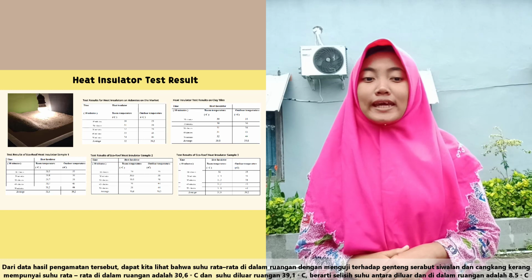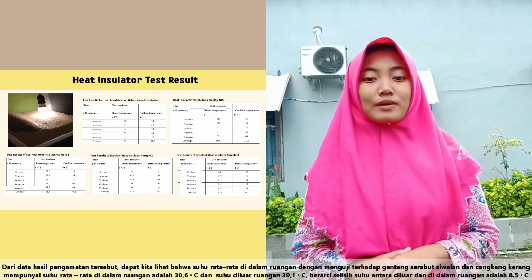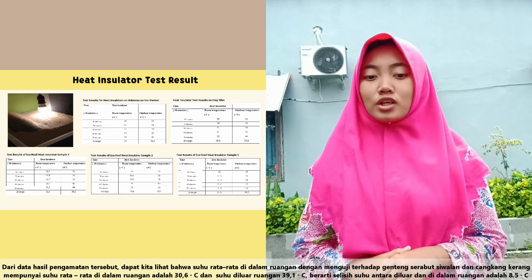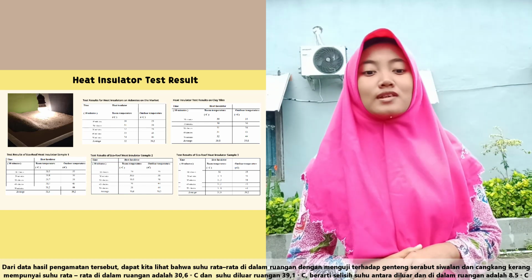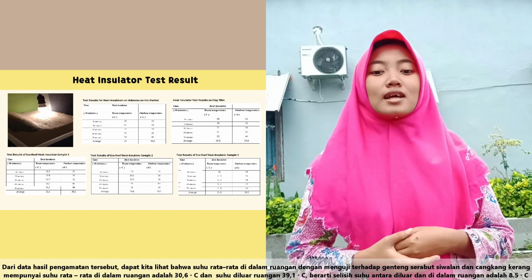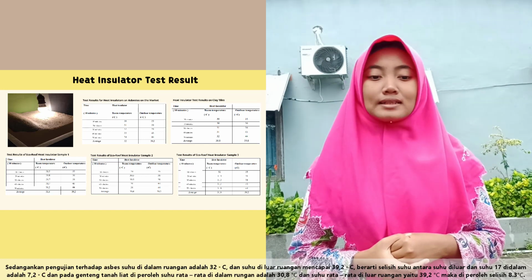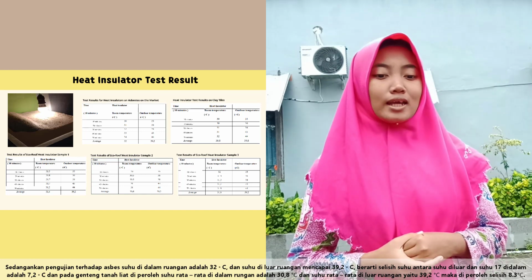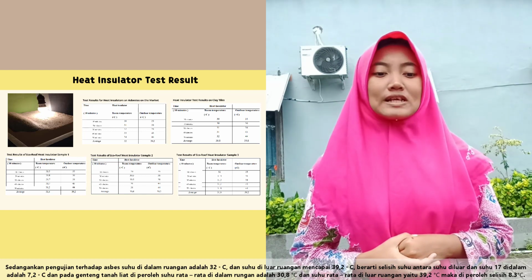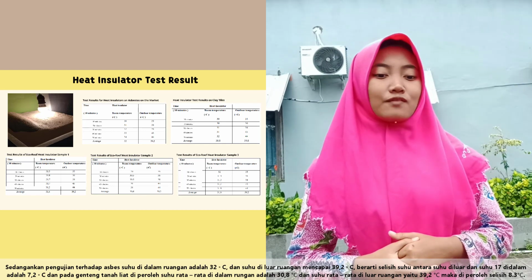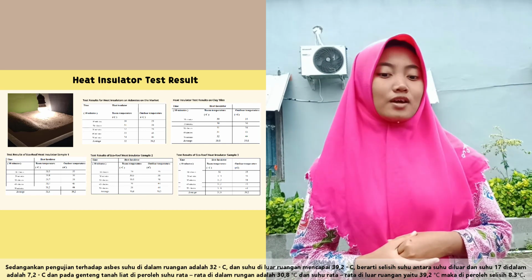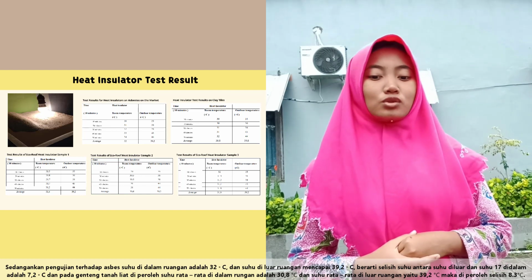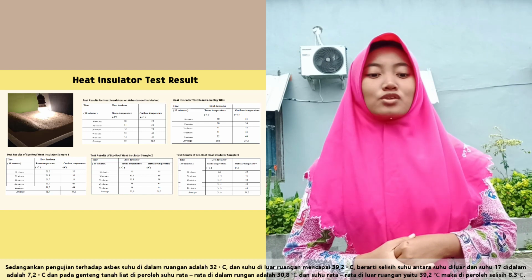From the above survey data, we can see the average temperature by testing walan shell and conch shell tiles has an average indoor temperature of 30.6 degrees Celsius and outdoor temperature of 39.1 degrees Celsius. Meaning, the temperature difference between outside and inside is 8.5 degrees Celsius. While testing for asbestos, the temperature in the room is 32 degrees Celsius and the temperature outside reaches 39.2 degrees Celsius, meaning the difference is 7.2 degrees Celsius. And the fiber clay tiles, the average temperature inside is 30.8 degrees Celsius and the average temperature outside is 39.2 degrees Celsius, so the difference is 8.3 degrees Celsius.